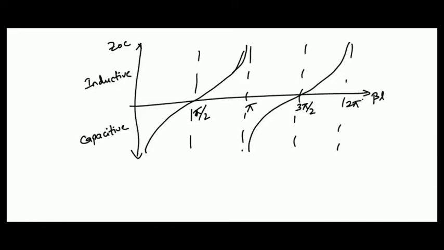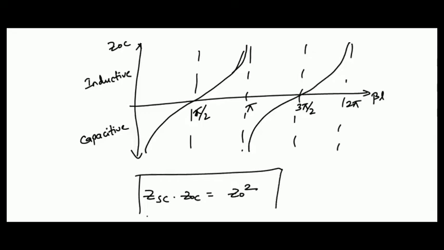For both open circuited line as well as short circuited line, the input impedance is reactive, and based on its length you can use it either as an inductor or a capacitor. This is a very important application of transmission line. Also, if you multiply ZSC and ZOC, you will get Z0 square. This is also important, and many times a question is asked on this particular relation. So this relation is really very important.